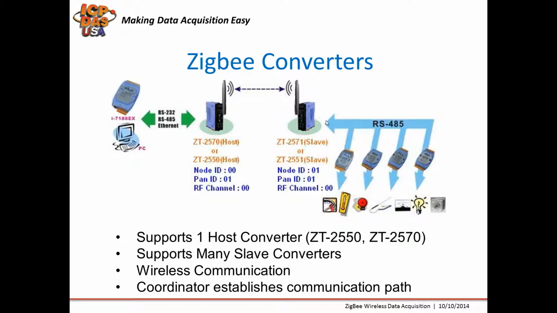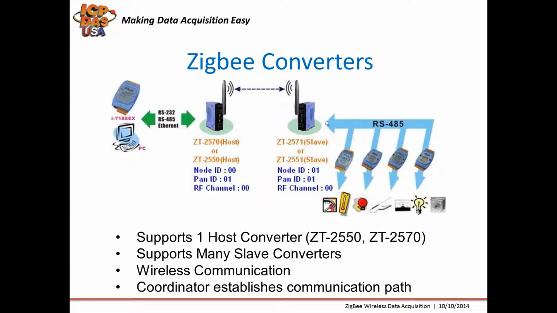Each ZigBee network has one RF channel and a PAN ID, so the devices can be in the same network. Each node has a unique node ID to differentiate each device from the others on the network. Each network has one host converter, which coordinates the communication path over the network. ZigBee networks can have many slave converters or slave I/O modules. Slave converters can be attached to various Modbus RTU or serial-based equipment, which can be interfaced with wirelessly to an embedded controller, PLC, or computer through the host converter.